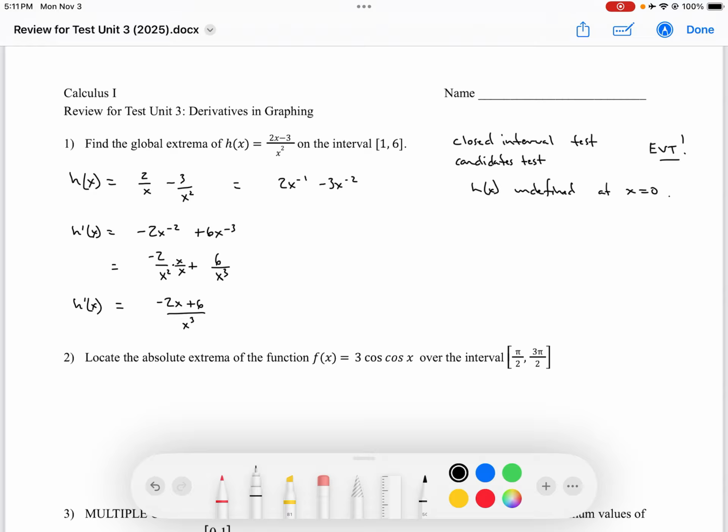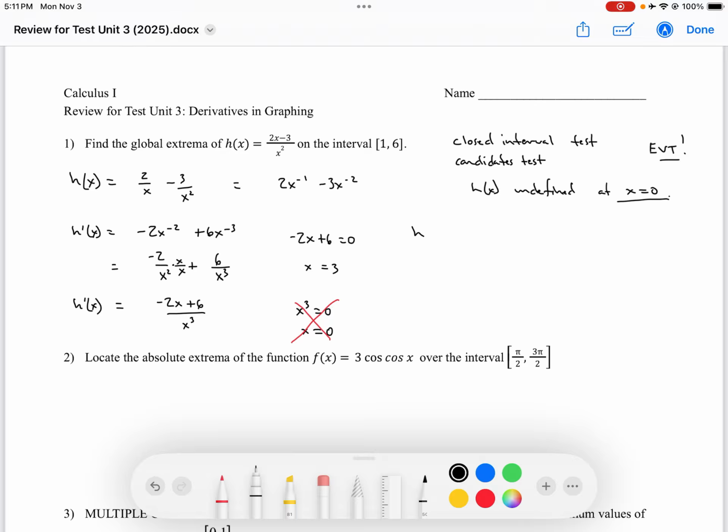So critical points are where the derivative is 0 or undefined. So 0 would be where negative 2x plus 6 equals 0, and that's going to give me the solution of x equals 3. Undefined would be where x cubed equals 0, and that would give me the solution x equals 0. But remember, x equals 0 is not in the domain of my original function because it's a vertical asymptote, so I do not need to consider this point as a critical point. Besides, it's not on my interval, so who cares?